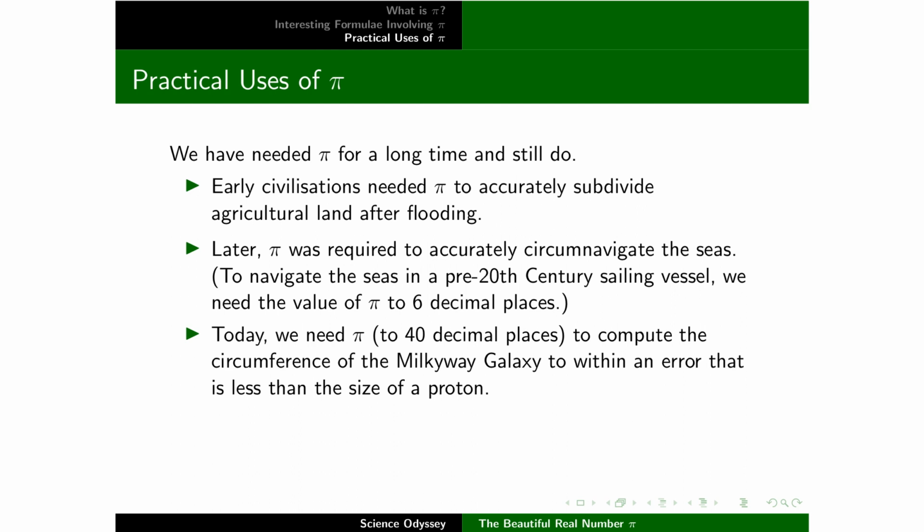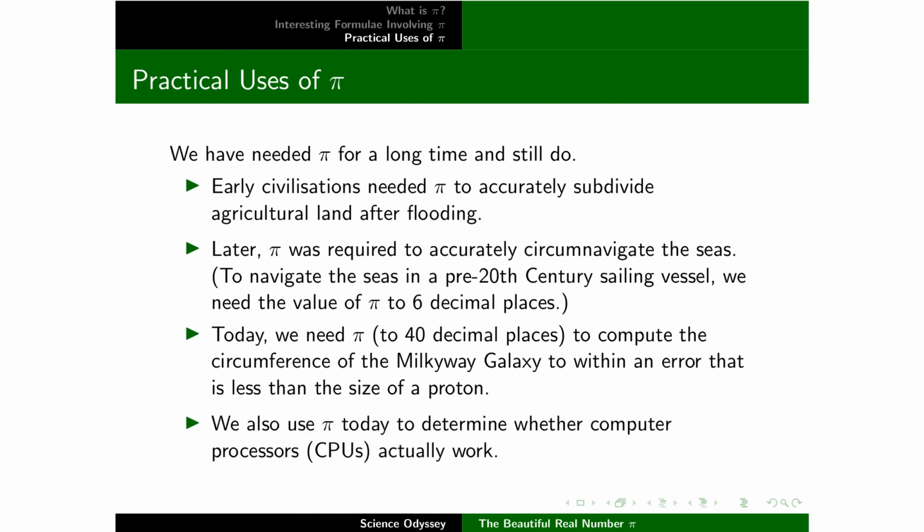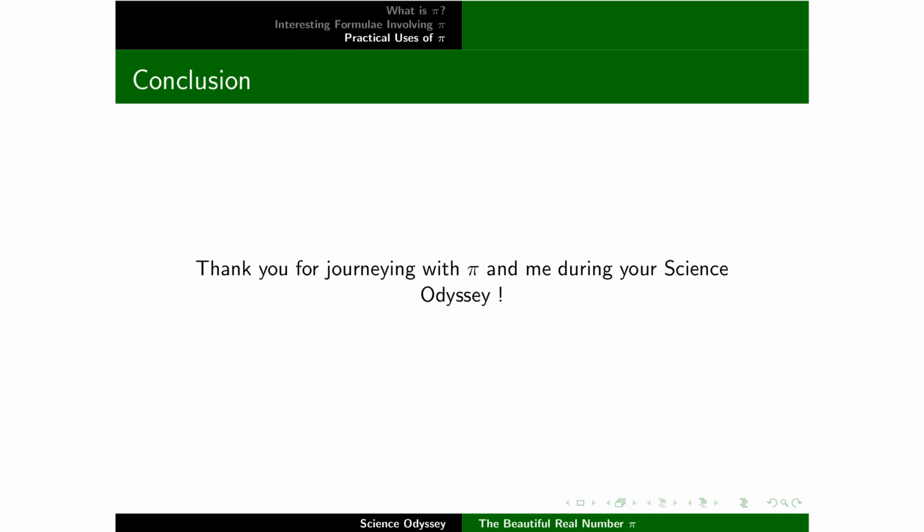Today, we need pi to compute the circumference of the Milky Way galaxy with an error less than the size of a proton. And here, we can get away with just 40 decimal places of pi to do that remarkable calculation. And finally, we also use pi to determine whether computer processors actually work.